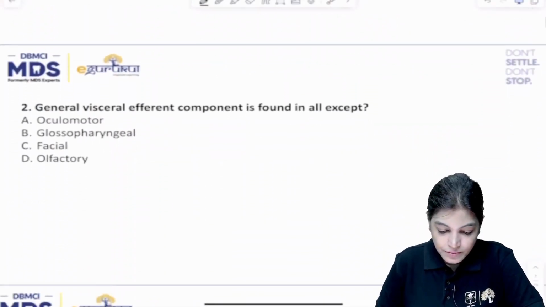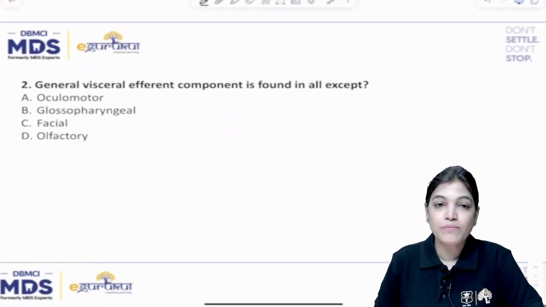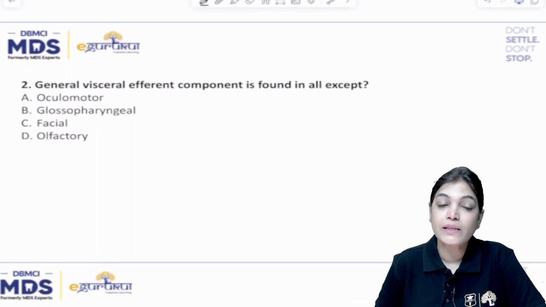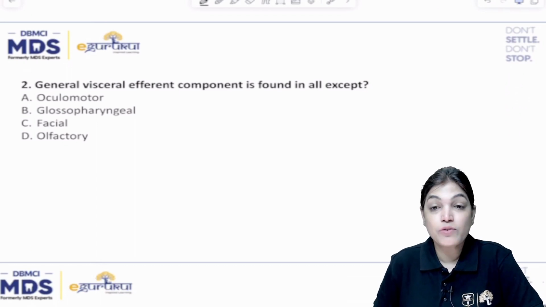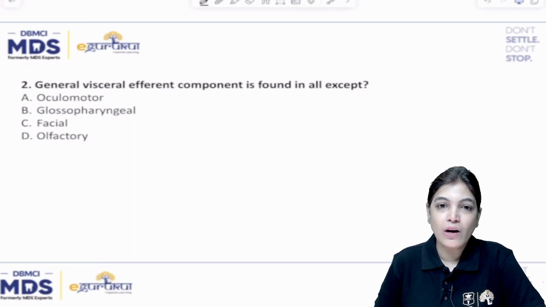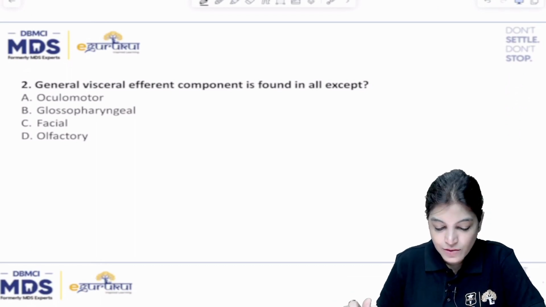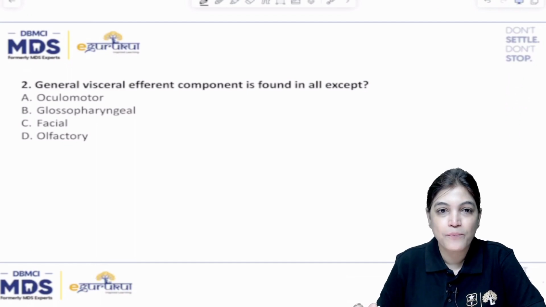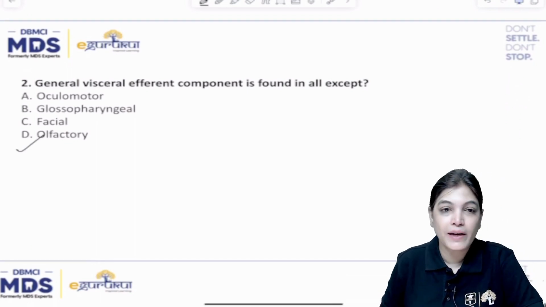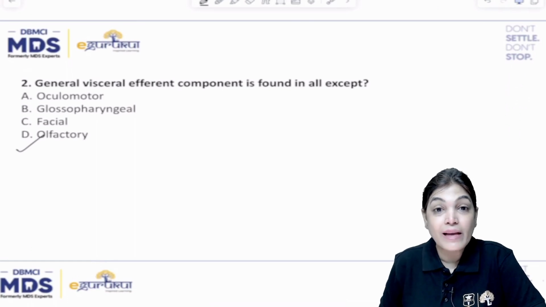Now, general visceral efferent component is found in all except. We have to find the odd one out which does not contain general visceral efferent component. We have got oculomotor, glossopharyngeal, facial and olfactory. These are the four options and we have to mark the right answer. Here efferent components are being discussed. Definitely the right answer is olfactory nerve because it has an afferent component; it does not have an efferent component.